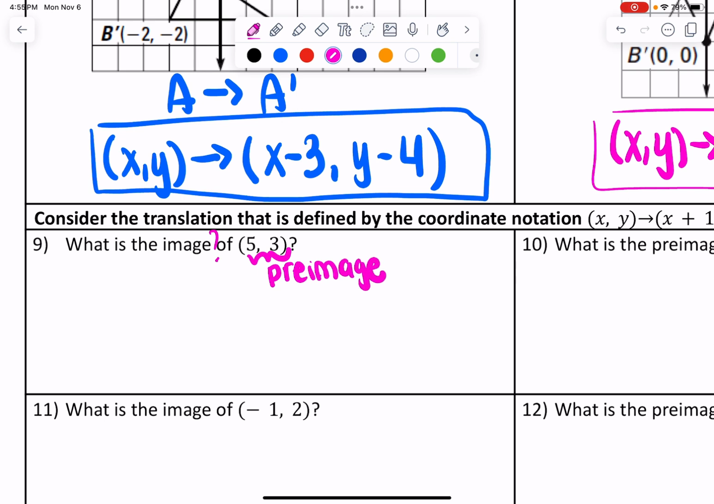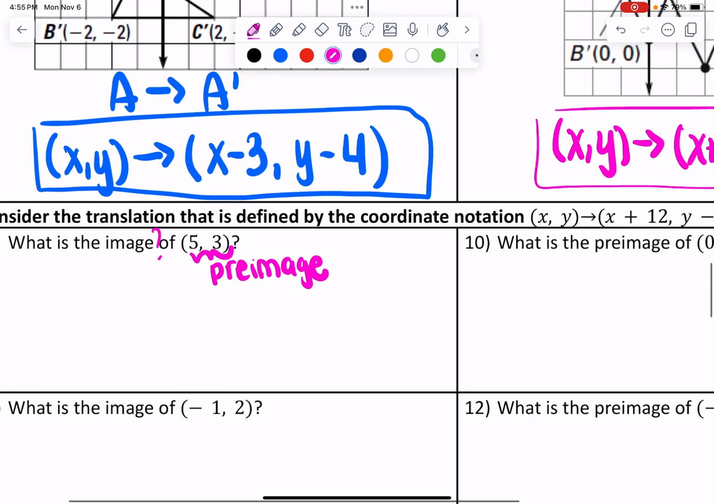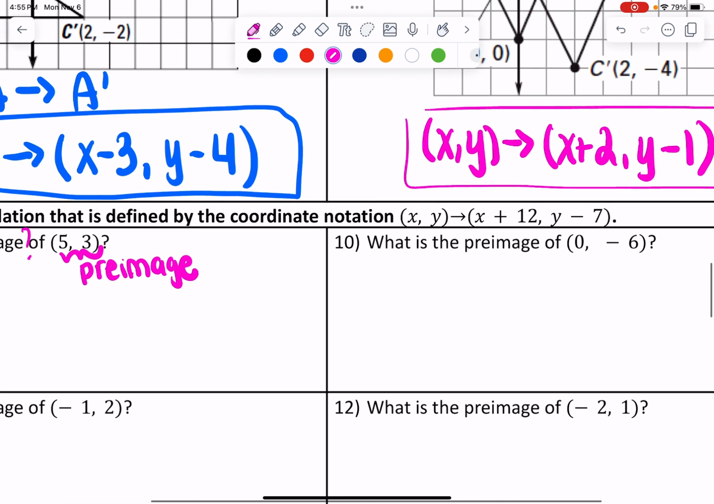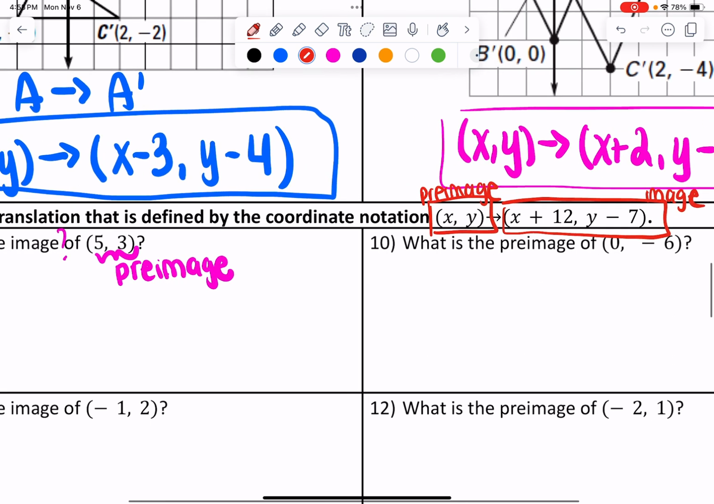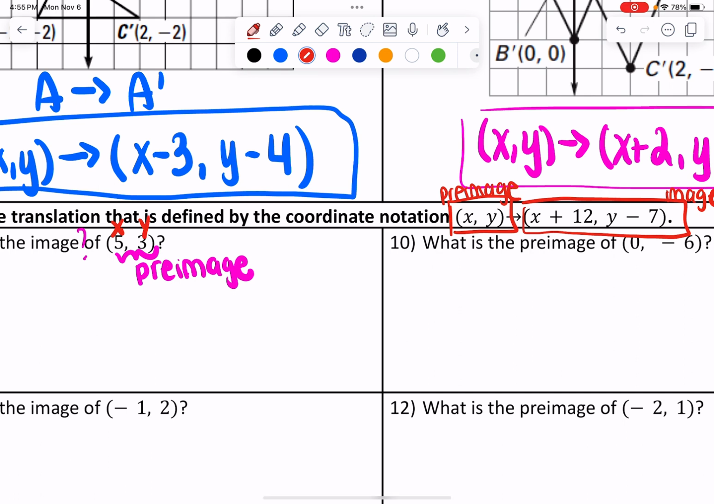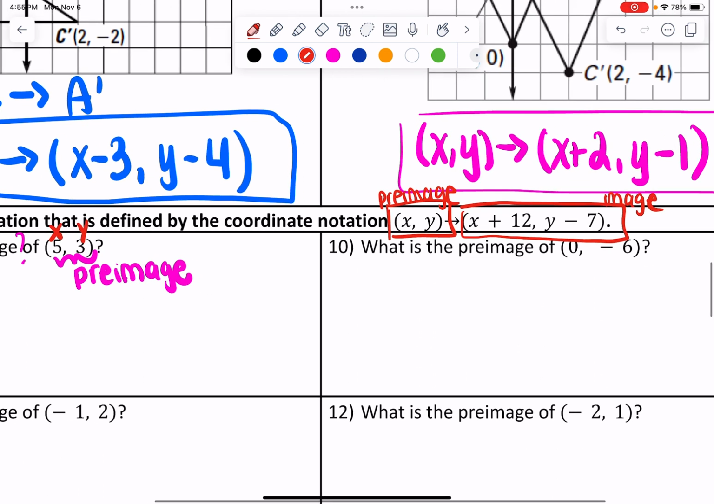So, how am I going to figure this out? If you notice this equation up here, you start with your pre-image. How do you get your image? It's by that equation right there. So if I know X and Y, which in this case I do, X is 5, Y is 3, all I'm going to do is plug it into that formula, X plus 12, Y minus 7.